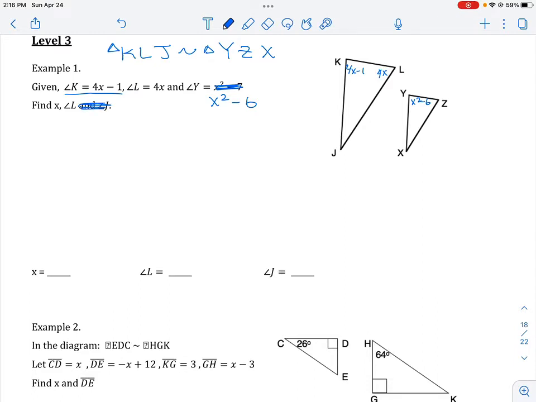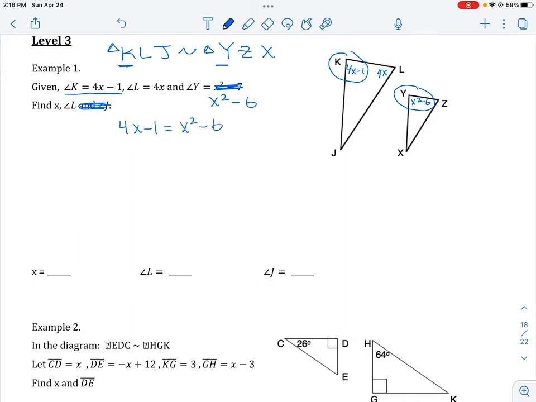So first of all, because these are similar triangles, one of the things that I know is that the angles have to be congruent. So the only two angles that I have that match up are angle K, and you can look at the order of the letters, has to be the same as angle Y. So that means that these two pieces are equal.